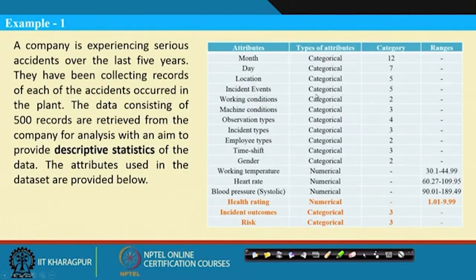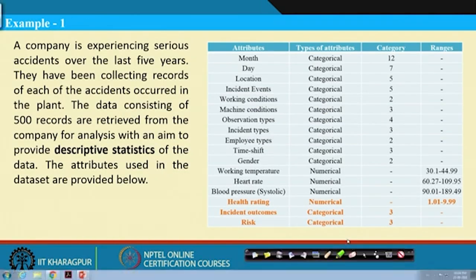So, let us consider a data set. Suppose a company is experiencing serious accidents over the last 5 years. They have been collecting records of each of the accidents that occurred in the plant. The data consists of 500 records retrieved from the company for analysis, with the aim of providing descriptive statistics of the data, the attributes used are described below.